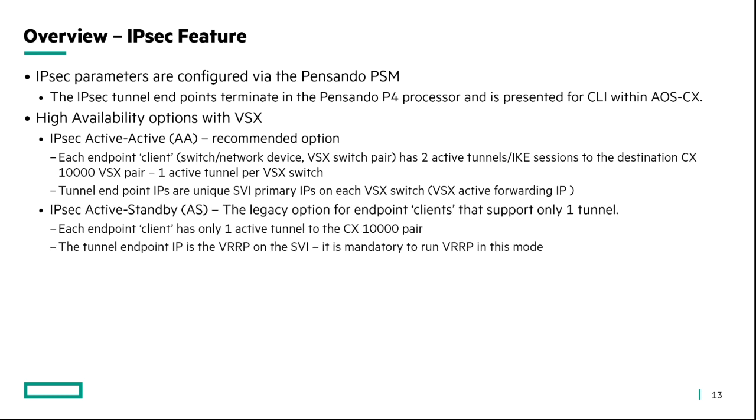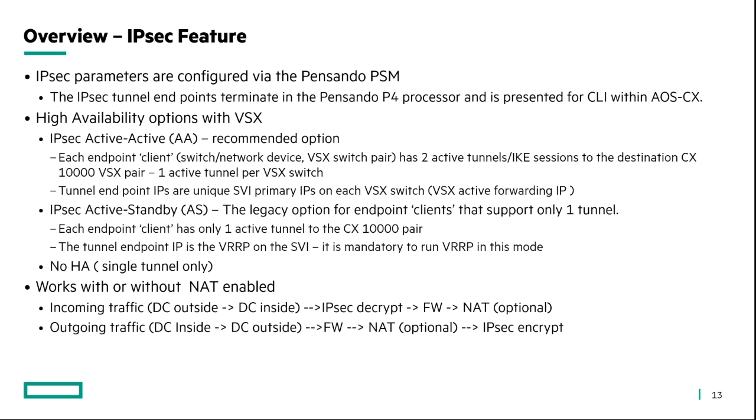And then we have IPsec active-standby, the legacy option for endpoints, the clients that support only one tunnel, and there's only one active tunnel to the CX 10.12 pair. At the other end, if it can't support active-active, it would have to support at both ends the VRRP protocol, and the tunnel endpoint is the VRRP SVI, and it's mandatory to run VRRP in this mode for active-standby. And no HA, this means there's just a single tunnel only.